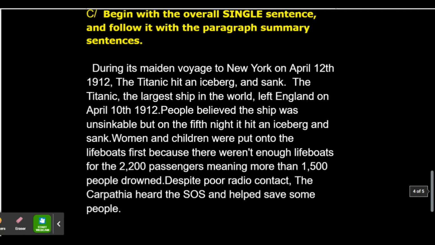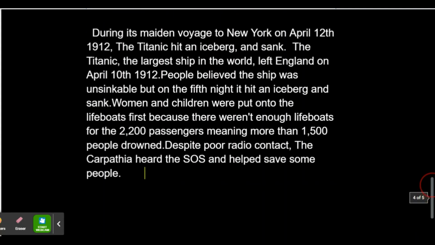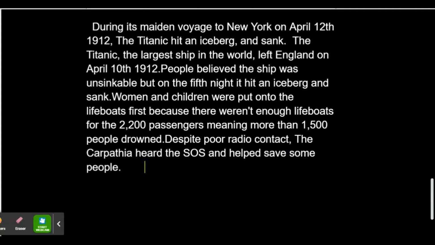Well, you need to read through because that's how you find there's an error. And I can see here when I read women and children were put onto the lifeboats first, I needed to double check, do I need into or onto? And yes, I did need onto. So that's your summary, and make sure you practice those steps to create your own summaries.